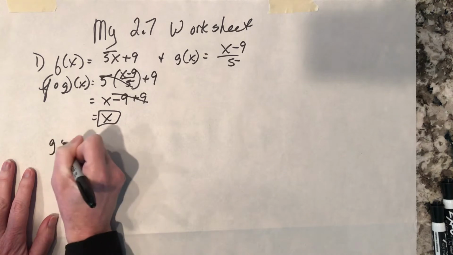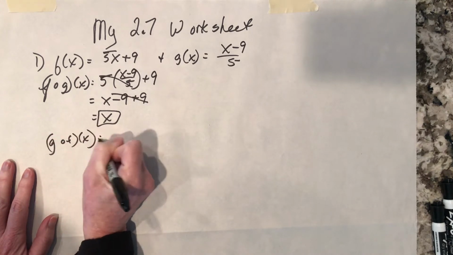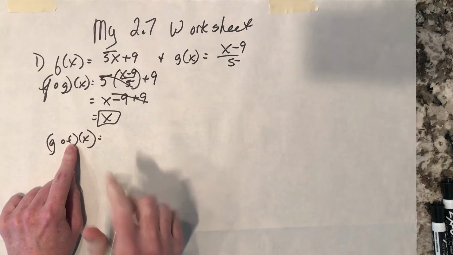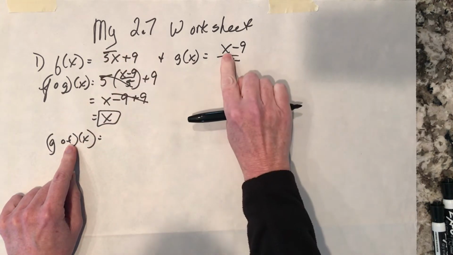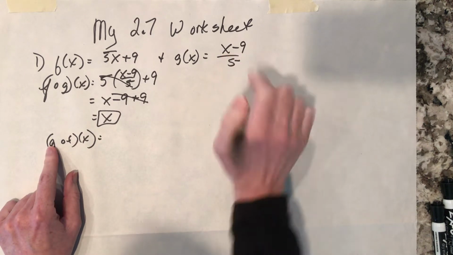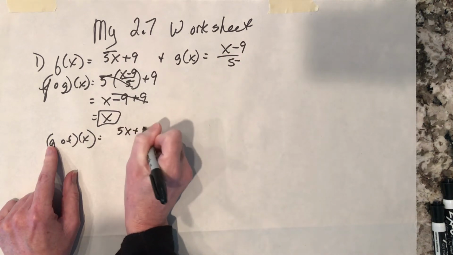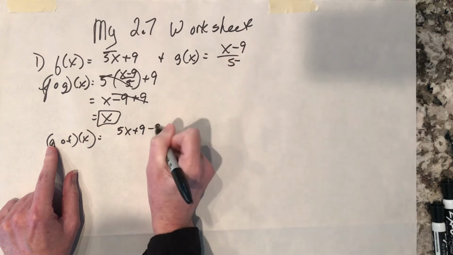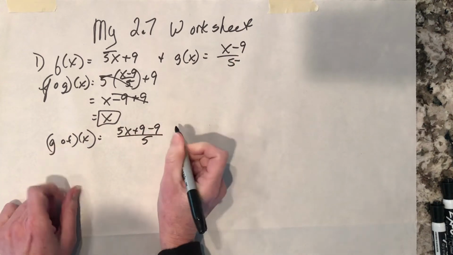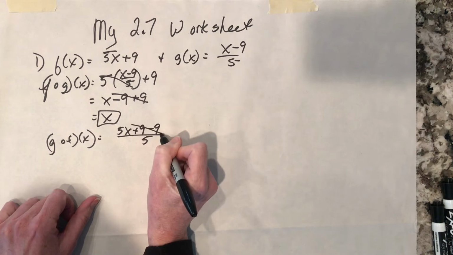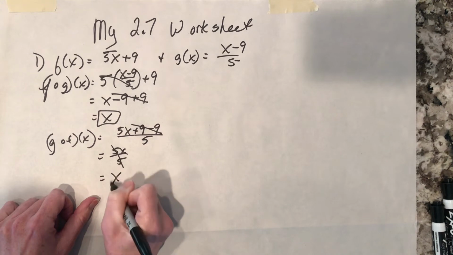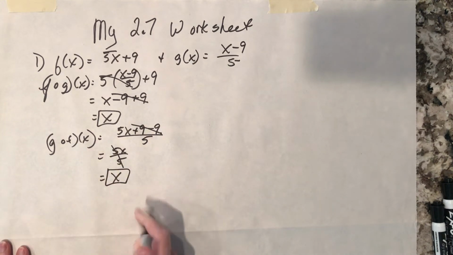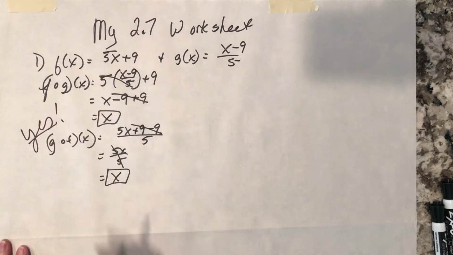Let's try g composed of f of x. In this one, we grab the f of x, grab 5x plus 9, and insert it into the g equation. So 5x plus 9 minus 9 over 5. Plus 9 and minus 9 are gone. So we get 5x over 5, cancel out the 5's, and we get x. So yes, those two are inverses of each other.